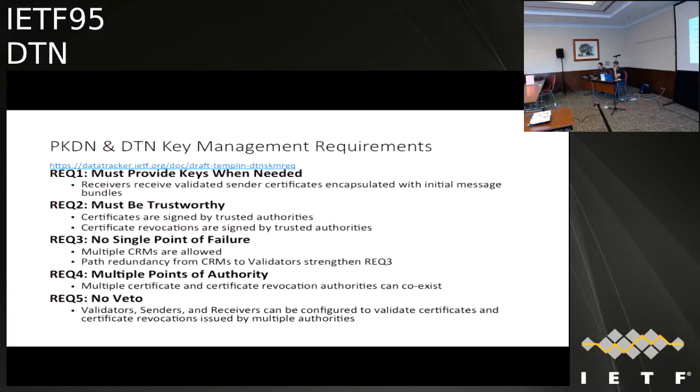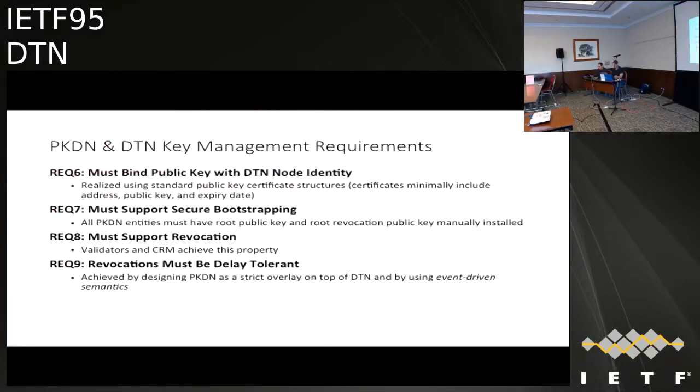Next slide, please. Must bind public key with a DTN node identity. This is possible because, for example, we can use an X509 certificate, which naturally binds a name with a public key, and the name can be a DTN node identity. Like on the internet, the name is a URL, and we can actually replace the URL with a DTN node identity. So this is also possible.